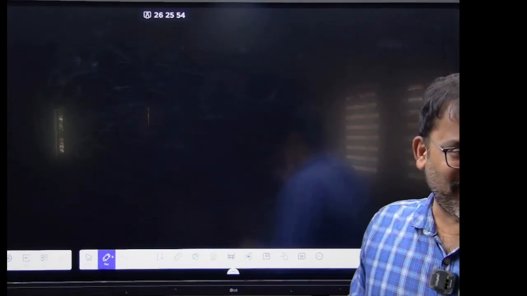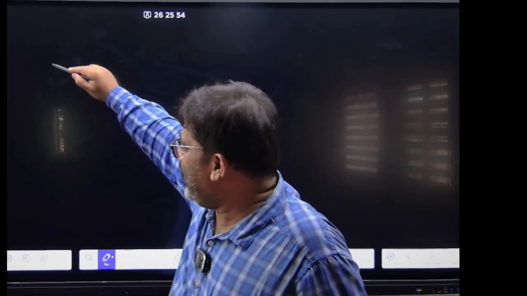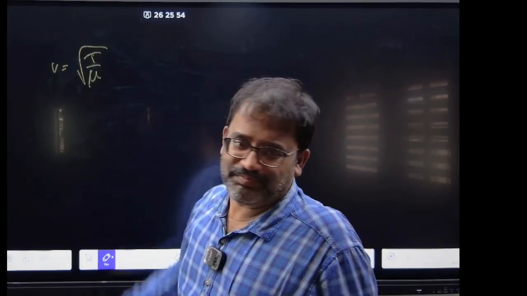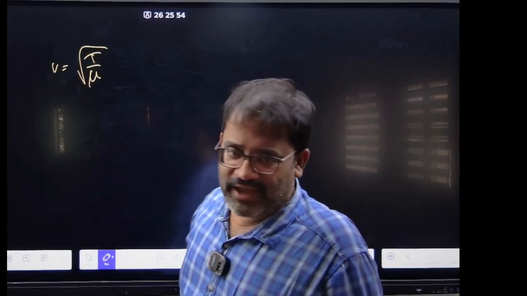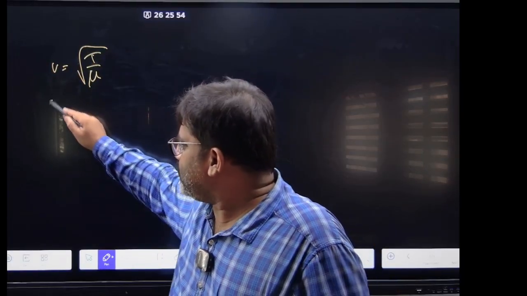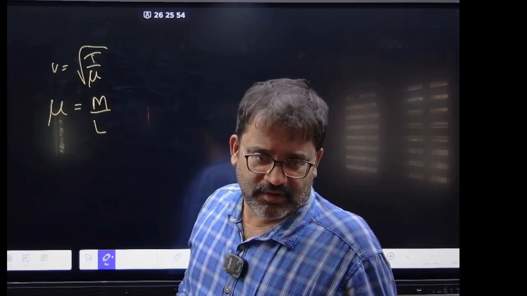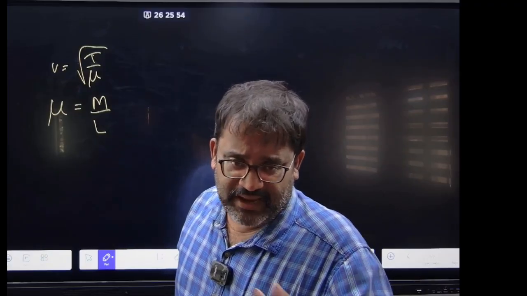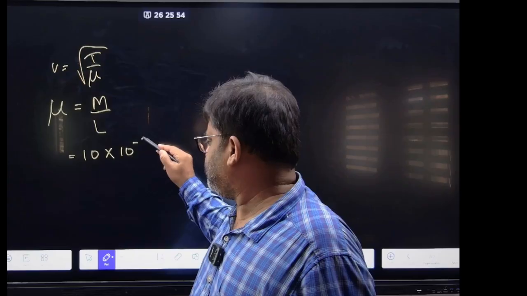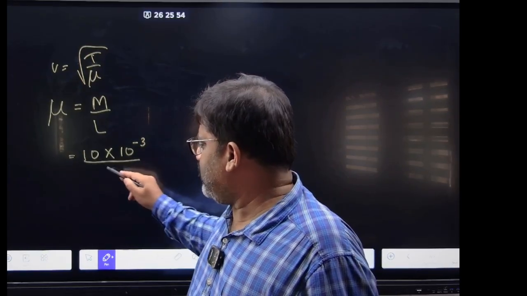So we have to calculate the wave velocity. Okay. What is velocity given by? It is given by root of T divided by mu. Okay, beta. What is mu called? It is called mass per unit length. So according to the formula, mu is equal to m by L. What is m? 10 into 10 to the power of minus 3 kg. Correct? And length is, I think, 1 meter.